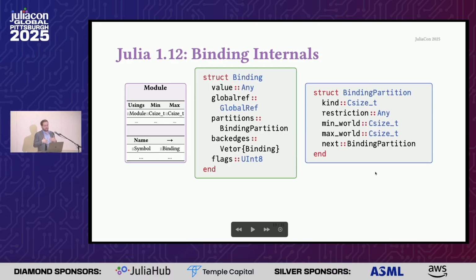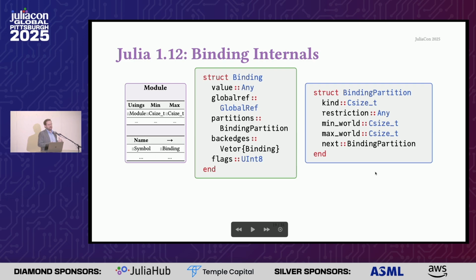So binding looks quite a bit different. So the type field is gone. The flags field is still there, but the flags all have different meanings now. But it gained two new fields, partitions, which points to a new kind of struct called a binding partition, which is basically a world age partitioned version of what used to be in binding, the type field, and what used to be represented in flags.